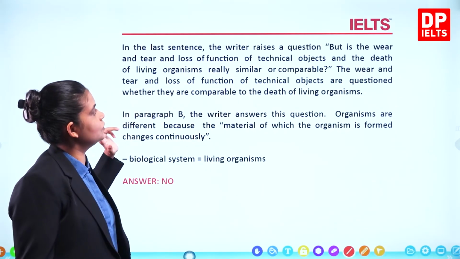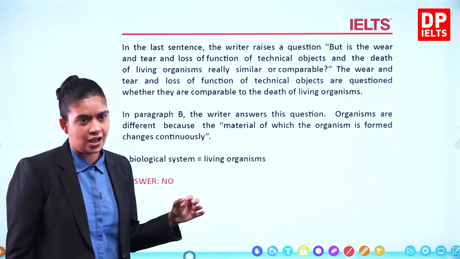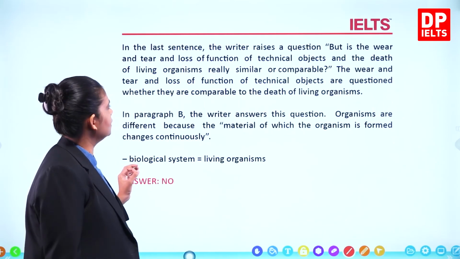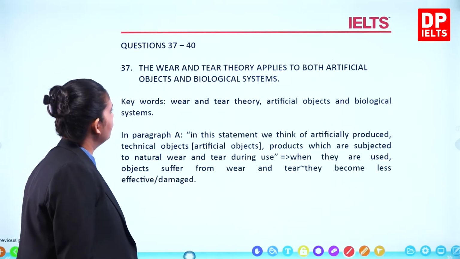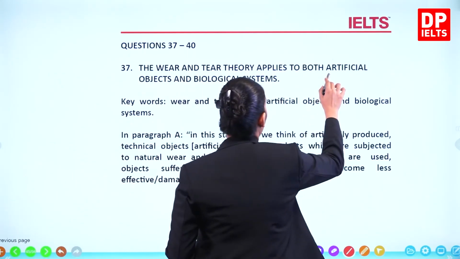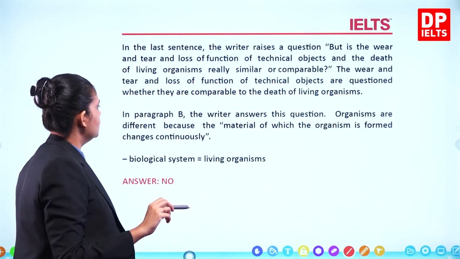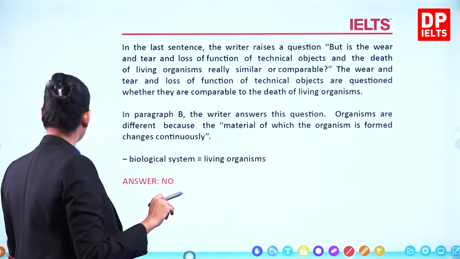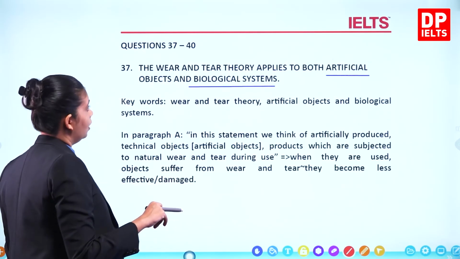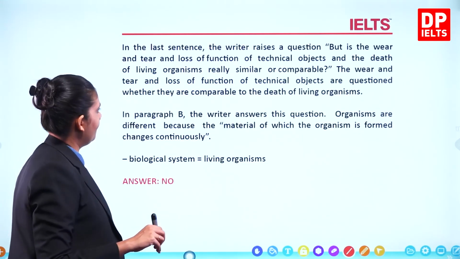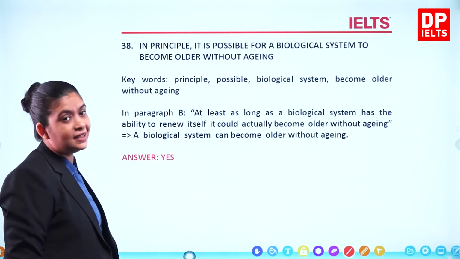In the last sentence also the writer raises a question. But this wear and tear and loss of function of technical objects and the death of living organisms, are they really similar or comparable? Okay. So what is the question telling you? That the wear and tear theory applies to both artificial as well as biological systems? No, it doesn't. Okay. So it's mainly to the biological systems and not to the artificial objects, right? Okay, so let's have a look at the next question. So the answer is no. 38.